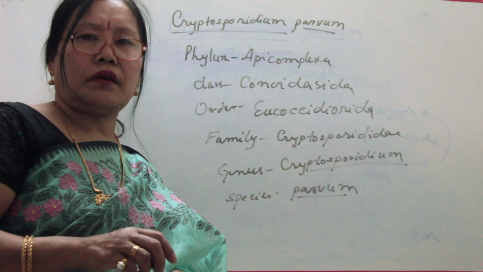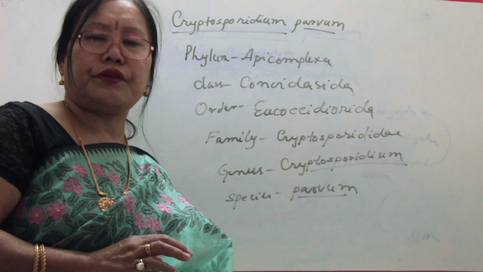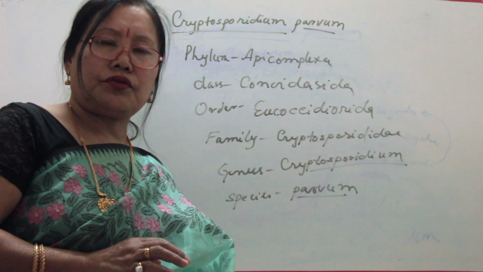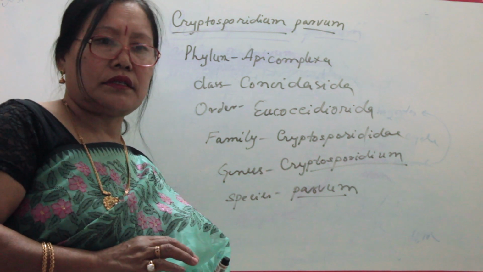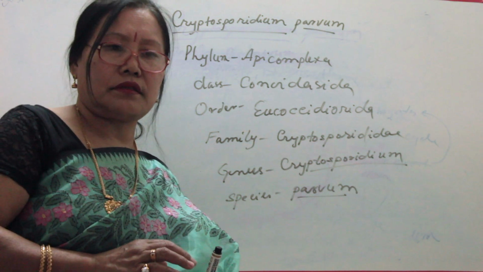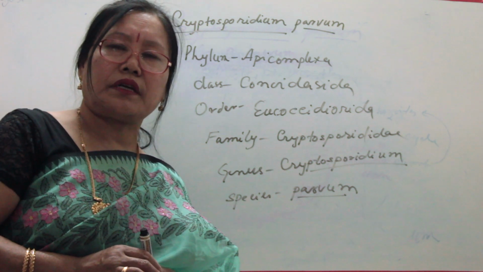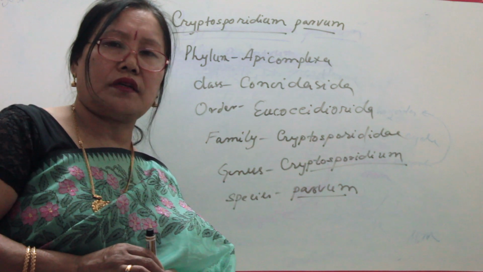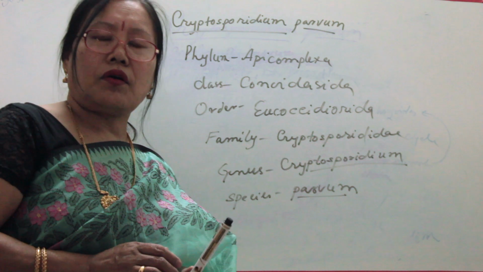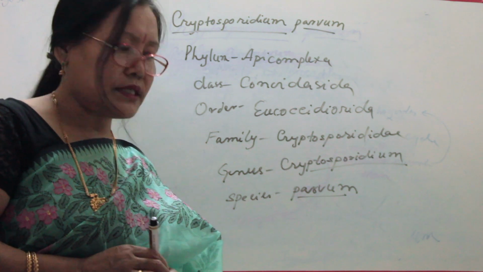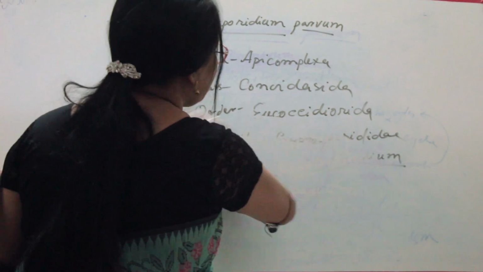Actually, the transmission of this protozoan parasite is through the infective stage oocysts. The infective oocysts are usually transmitted along with the feces of the infected person. So these are all about their systematic position. Then the next is the structure, that means the morphology of Cryptosporidium parvum.